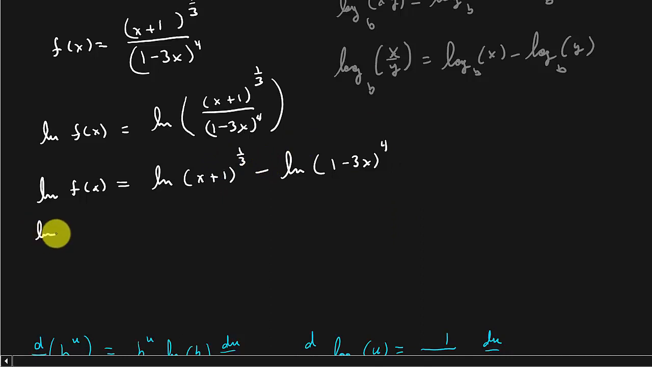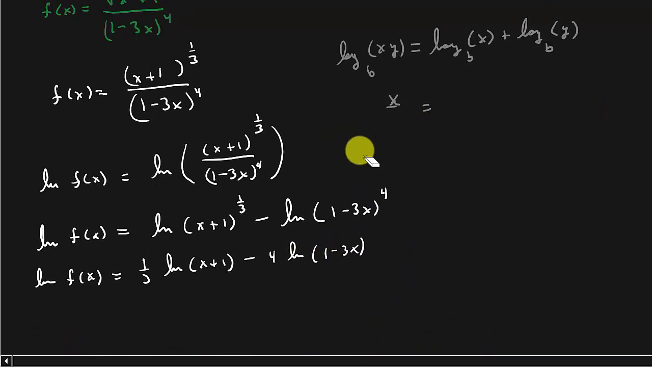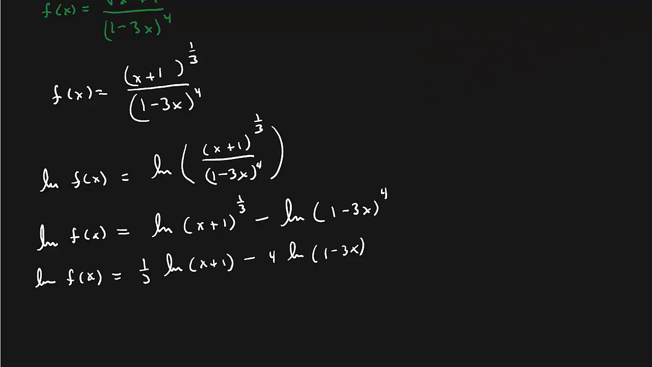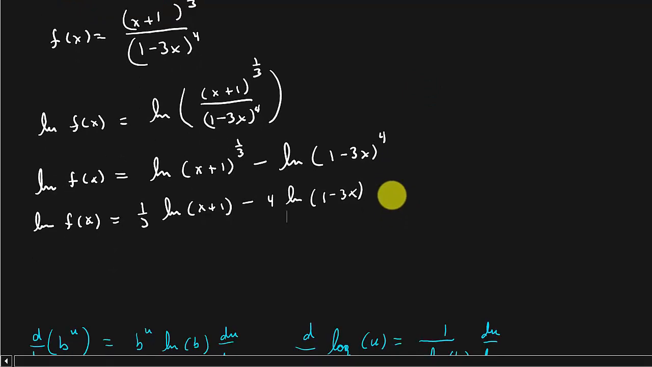So we've got natural log of f of x is equal to 1/3 natural log x plus 1 minus 4 times natural log 1 minus 3x. Okay, and we may have to come up here. I'm running out of room. I didn't do too good leaving myself room on this. All right, so now we can take the derivative.